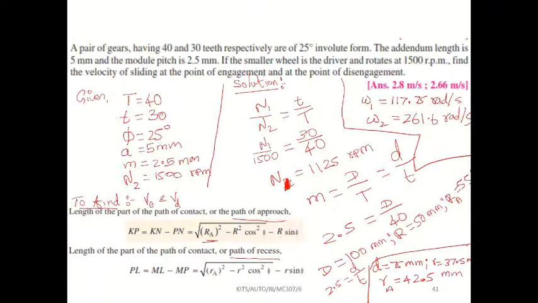Now we got all the values. Now we have to solve it. Now we got all the values in your hand. We have to just substitute everything in the formula, then we will get the answer. First we have to find out Kp.